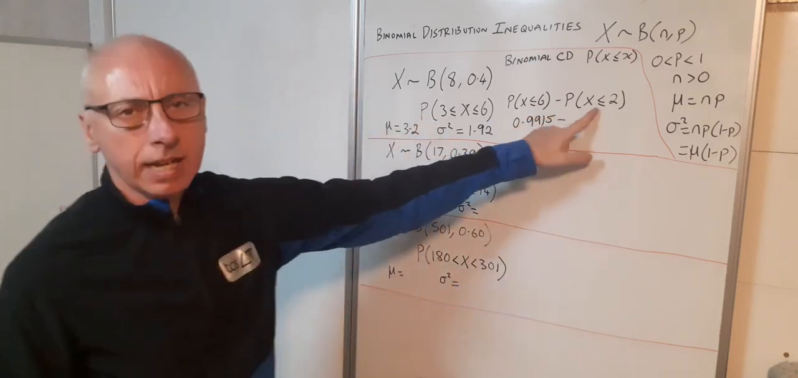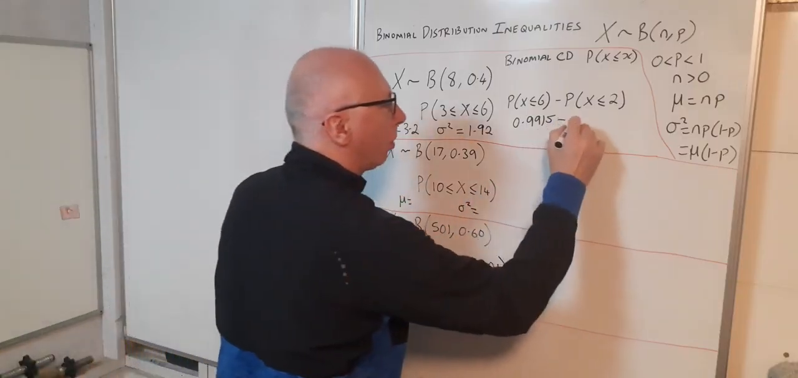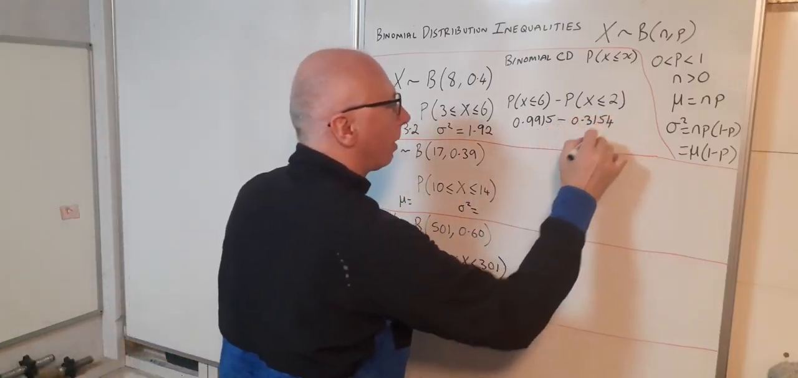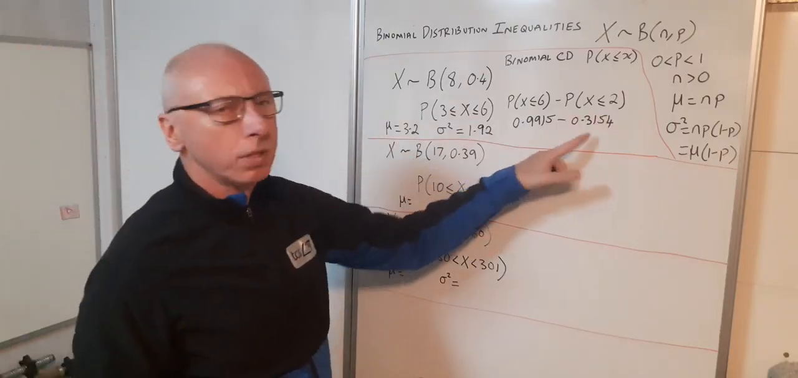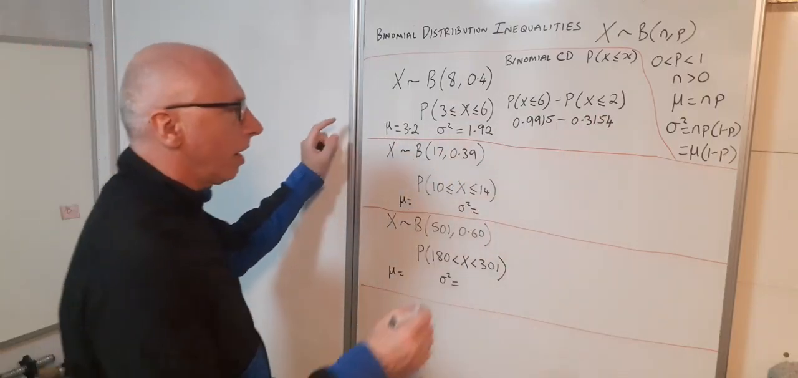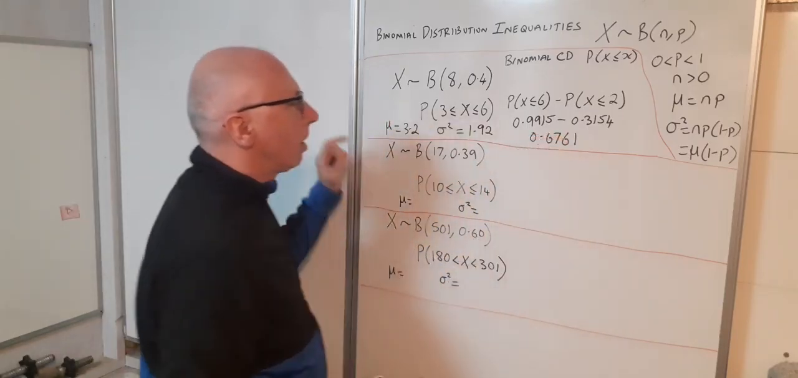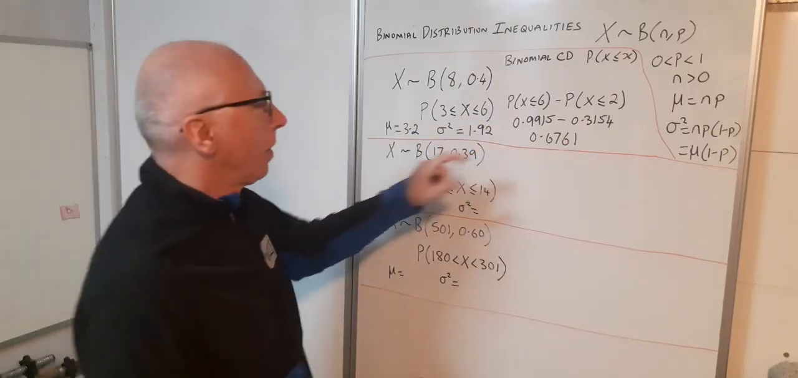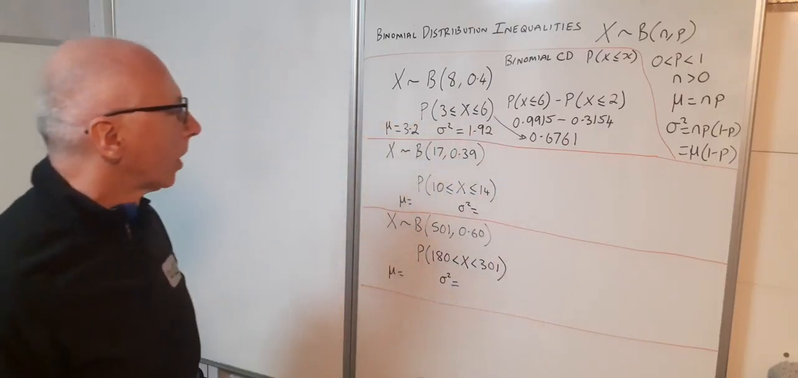And x is less than or equal to 2. Put that in a calculator, we get 0.3154. And then you can see it's the difference of those. So you can also do that in your calculator and you get 0.6761. So that's our probability of that happening. So if I put that to there, that's our result.